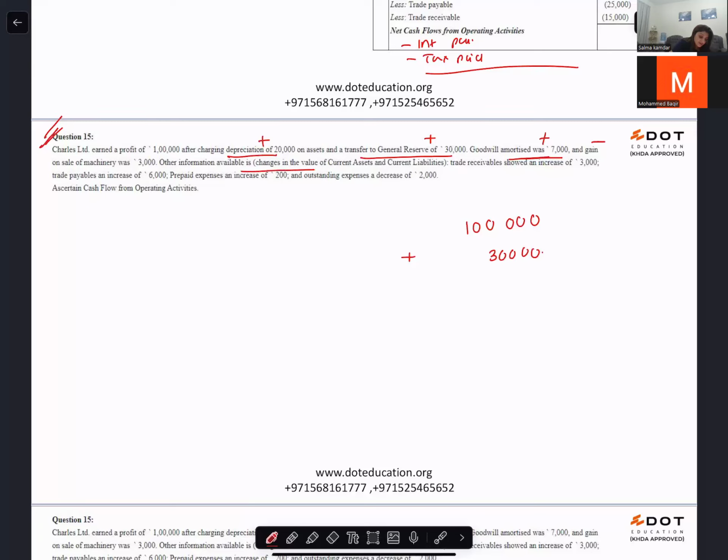Other information is available: current assets and current liabilities. Current assets, trade receivable is increasing. So what will you do? Current asset trade receivable is increasing, so it will be subtracted. Current assets are in the opposite direction. Current liability, same direction. Trade payables increase.